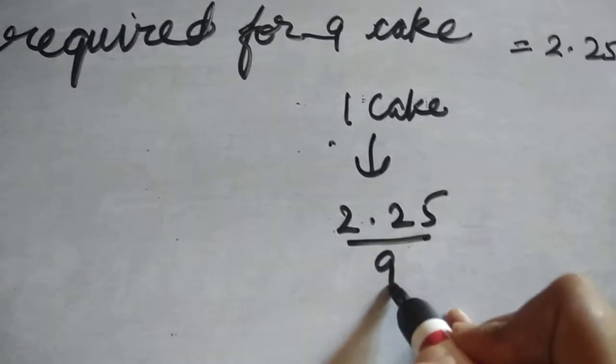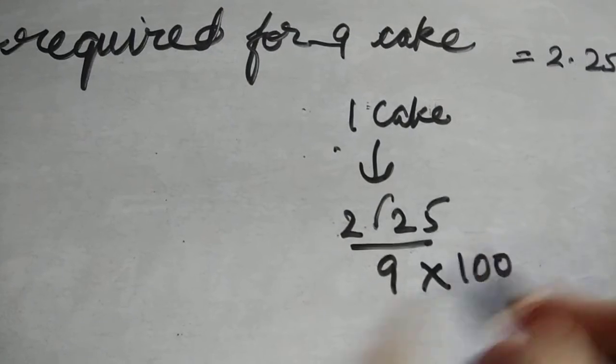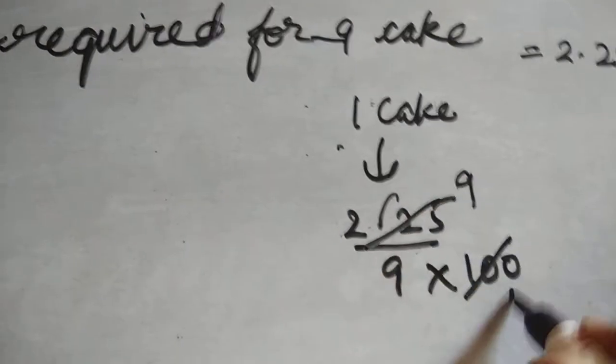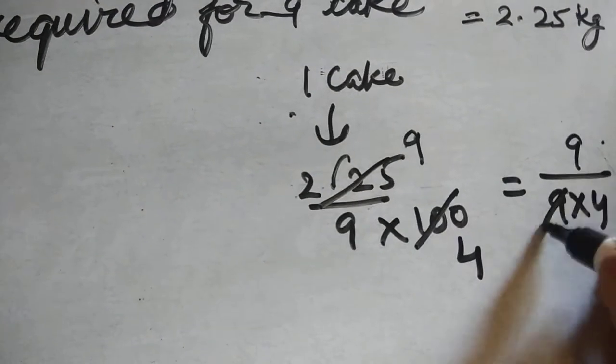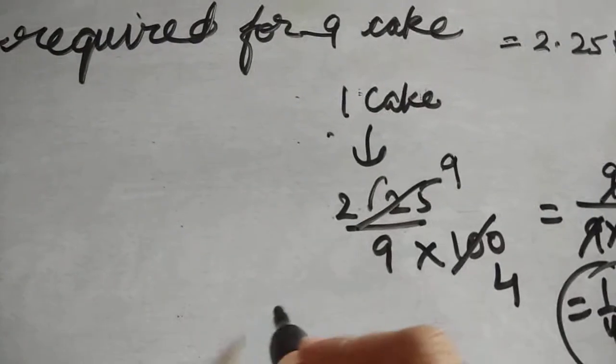2.25 divided by 9. If we remove this point, then it will be this. Cut these values, it will be 9 and 4. 9 upon 9 multiplied by 4. Cut it, 1 by 4. 1 by 4 equals 0.25.